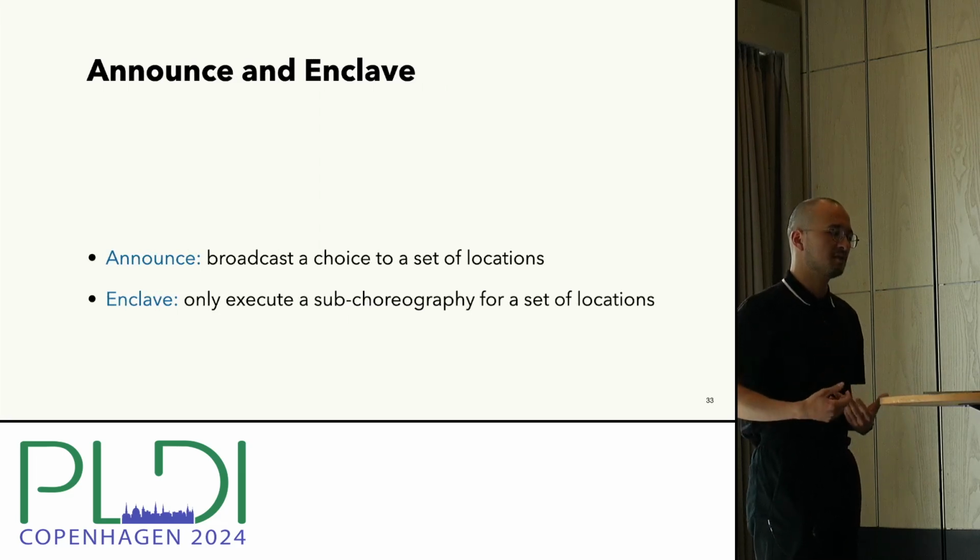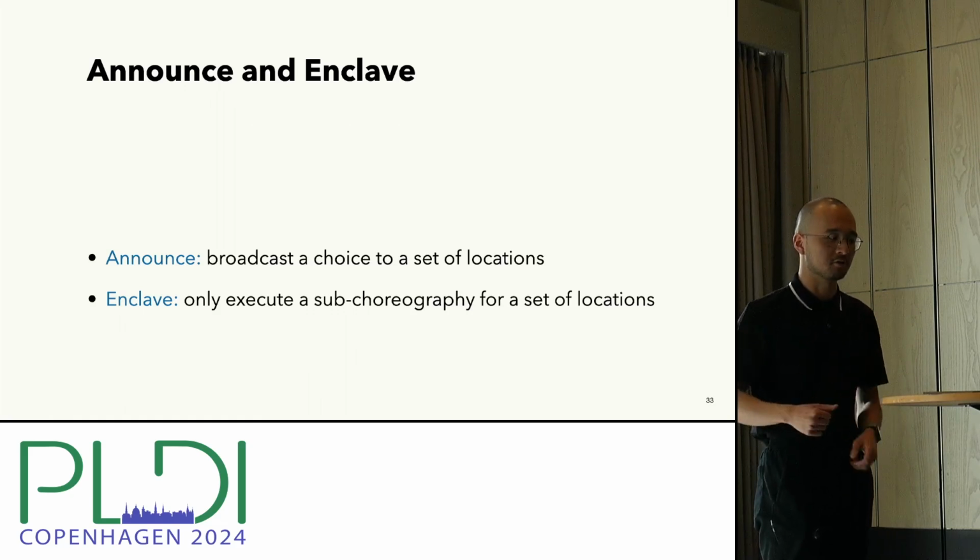So we can fix this by adding two new effects to our language, announce and enclave. Announce broadcasts a choice to a set of locations, so they can all branch on that. But some locations don't need to know the choice. They do not participate in any of the branches, or their behavior are not altered by the choice. So we introduce another effect, enclave, that carves out a sub-choreography and only execute it for a set of locations.